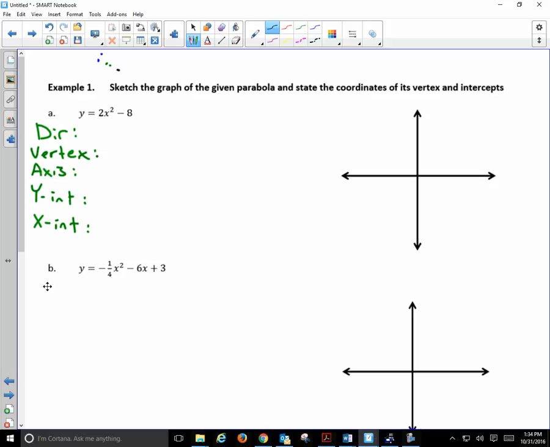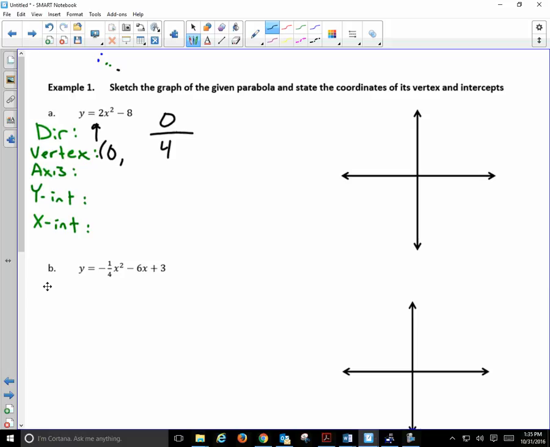It would be up. Okay. Vertex. I take negative b divided by 2a. What's the b value? It's 0. Thought it was negative 8? There's no x term. There's no linear term. So b is the number in front of x. There's no x, so it's 0. Divided by 2a, 4. So the vertex x value is 0.